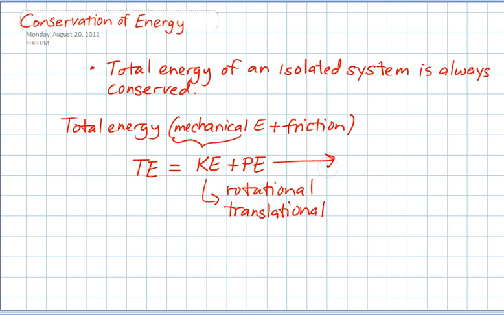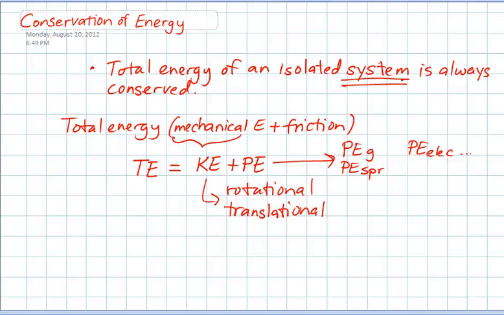Then you can also have different types of potential energies. You could have potential energy due to gravity, potential energy due to a spring, potential energy due to an electric force, and so on and so forth. So you have to carefully look at a system and decide what makes up my system and what kind of energy is present.